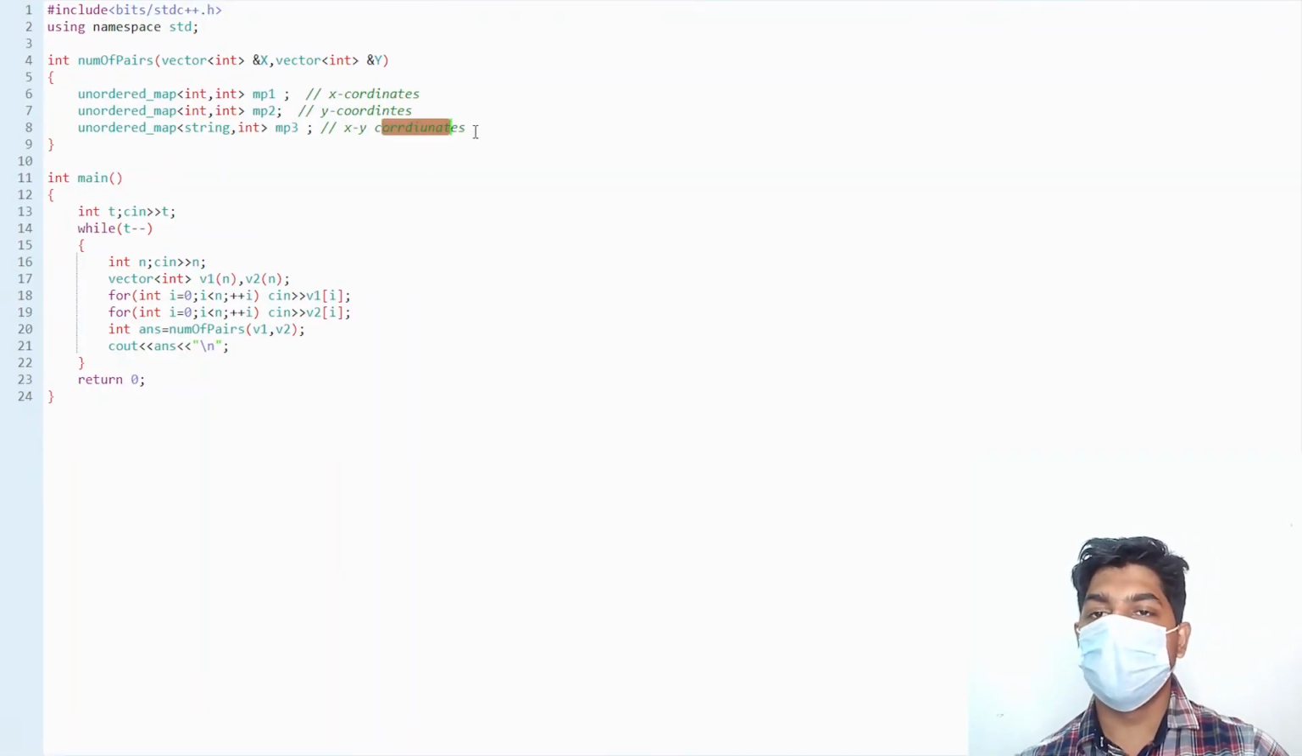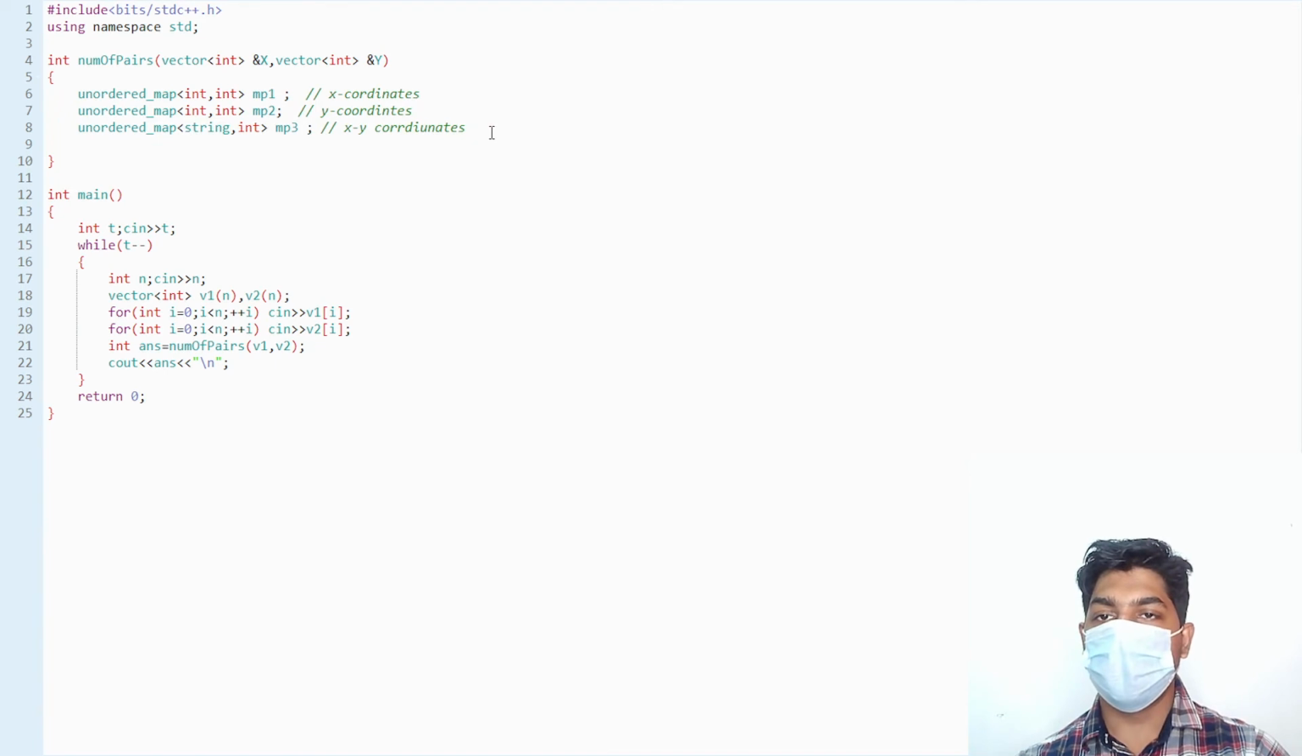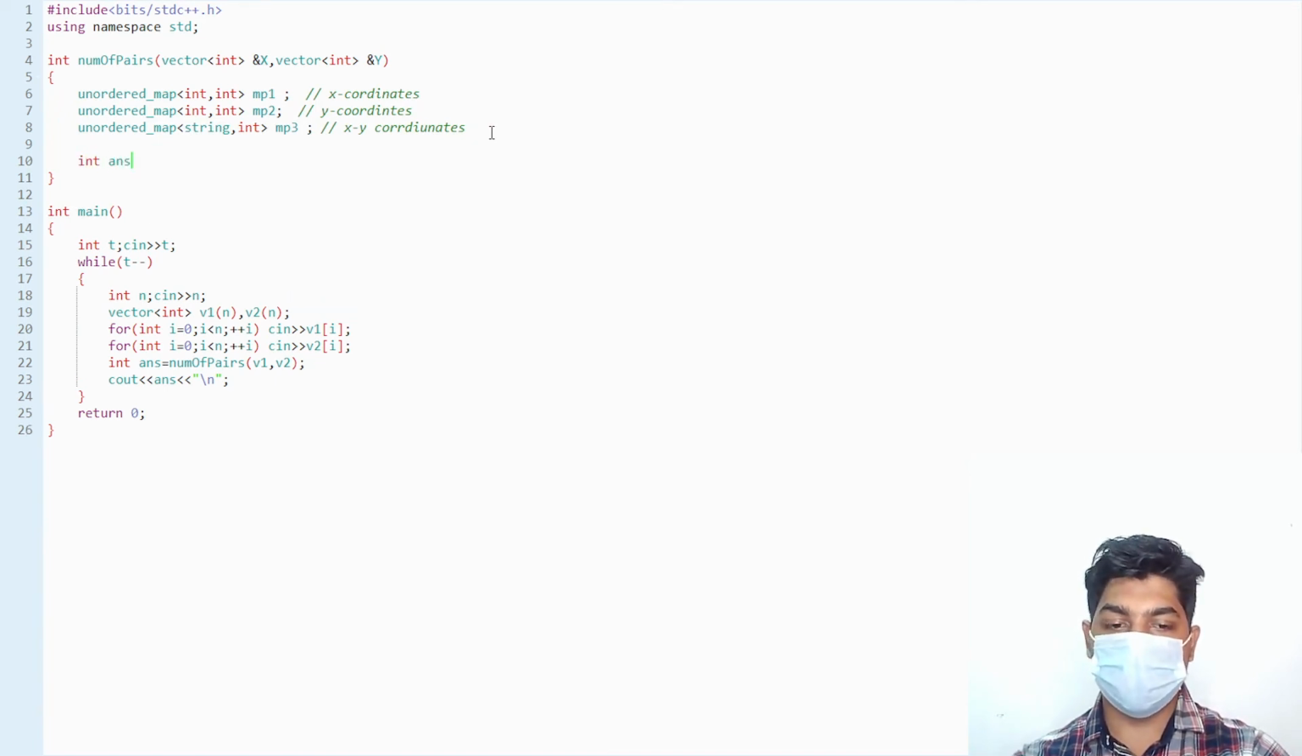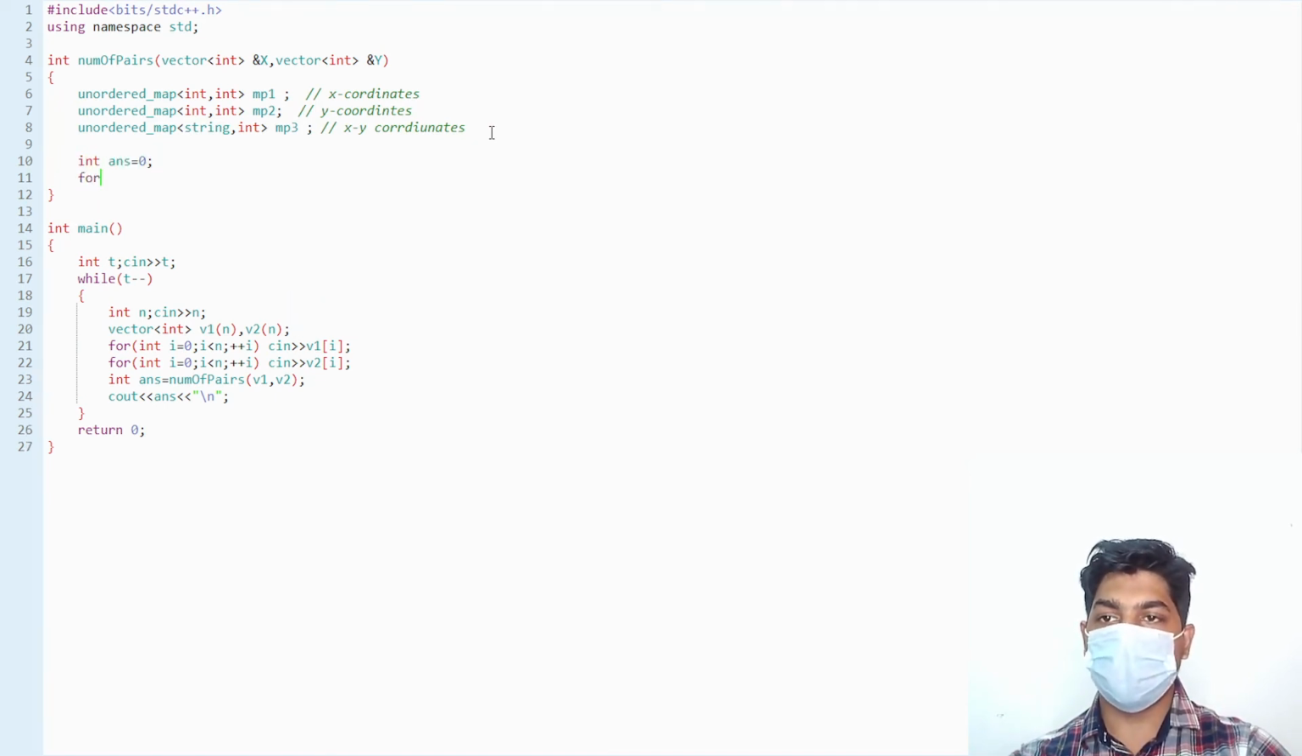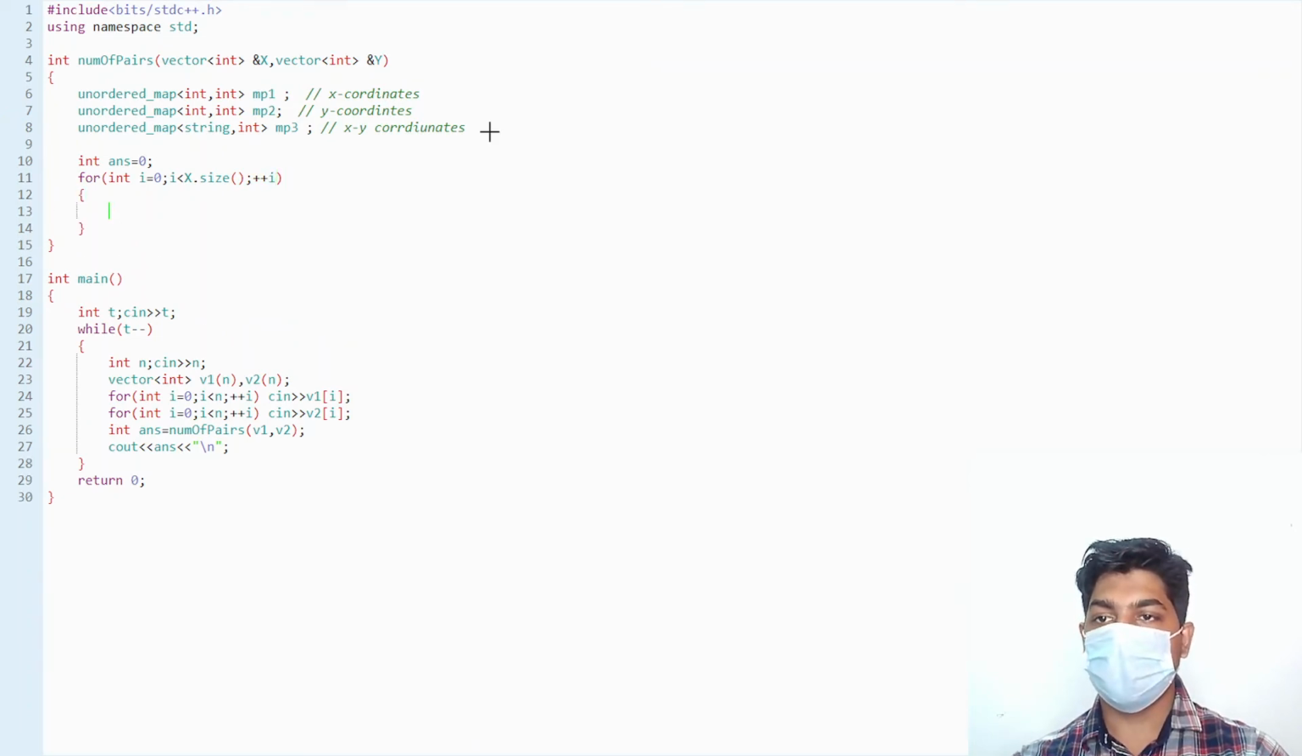We have made the maps. Now what we will do, one by one, let's make a variable answer equals to 0. Now we will move one by one: for integer i equals to 0, i is less than x.size(), plus plus i.